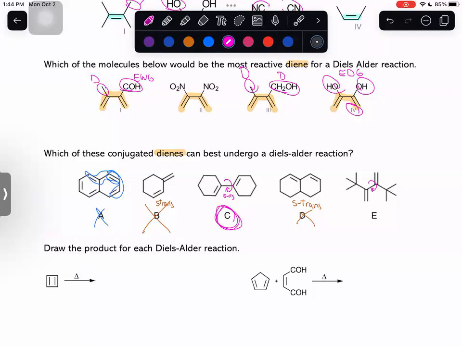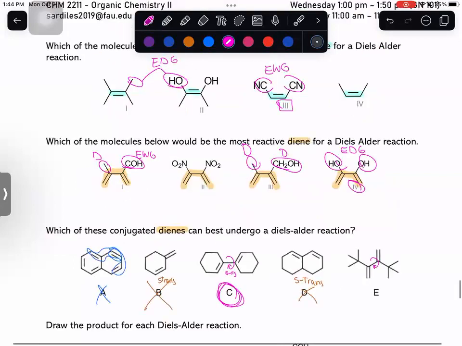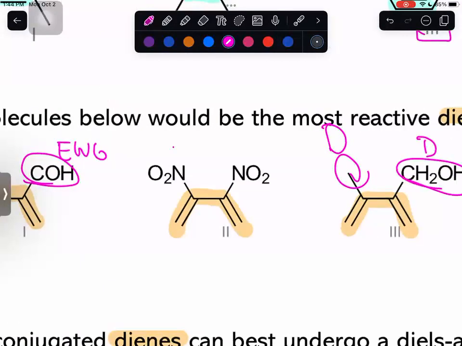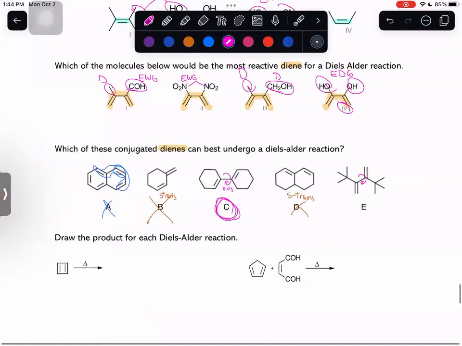Okay, so far questions? We're good? Do we see why C was the answer and not E? Yeah. Yeah, they're electron withdrawing. So think about everything.